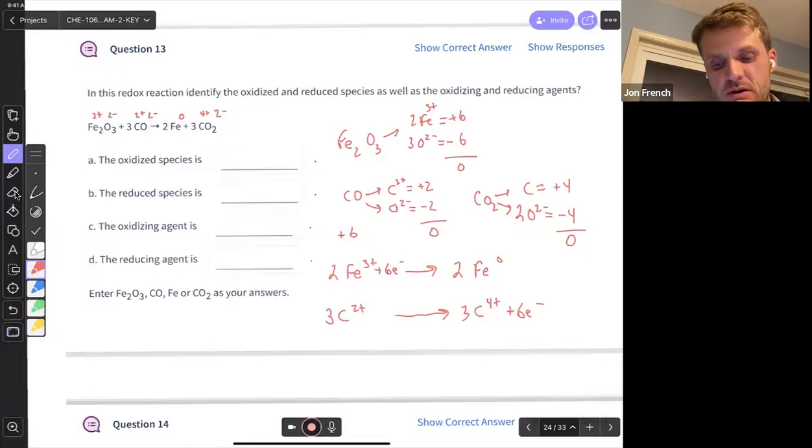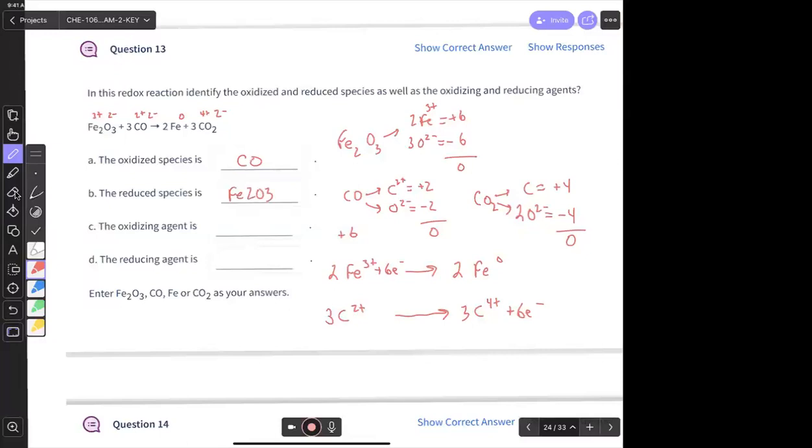So the oxidized species, oxidation is loss, so the oxidized species is the carbon monoxide. The reduced species, reduction is gained. That's going to be the Fe2O3.